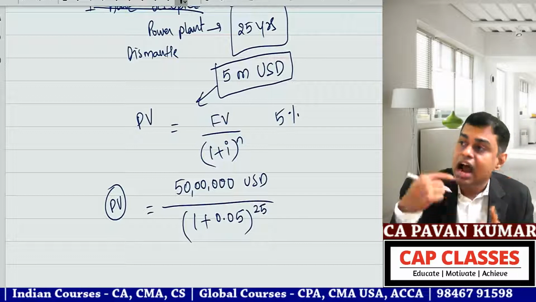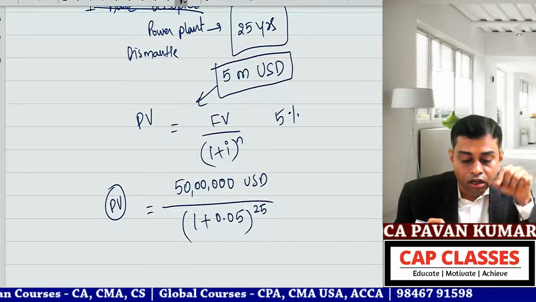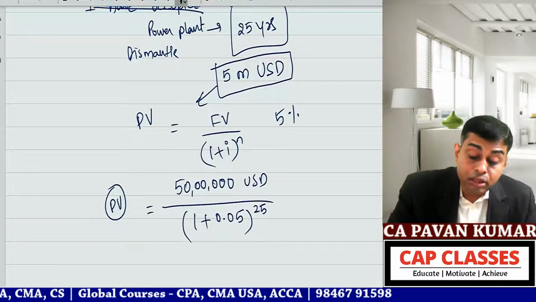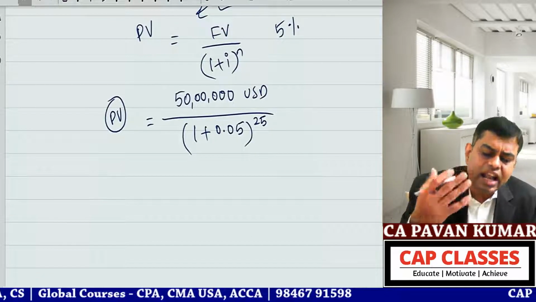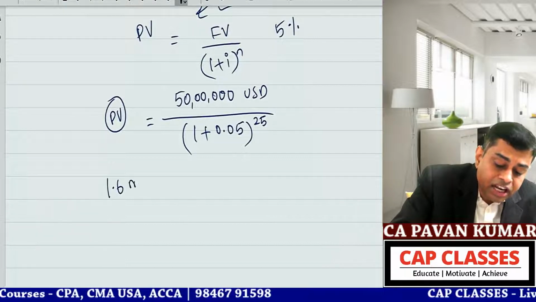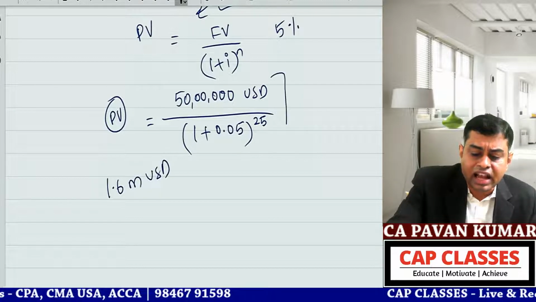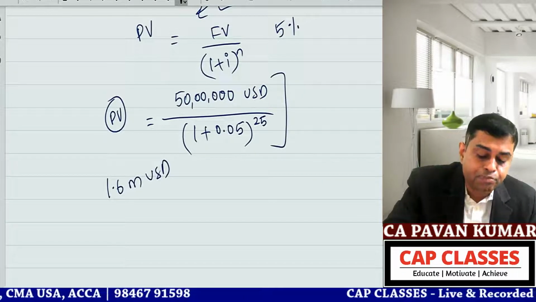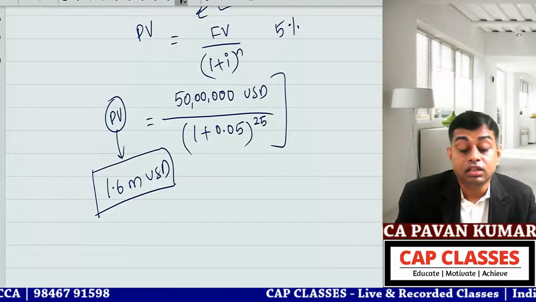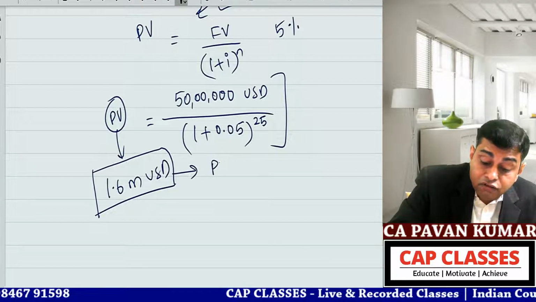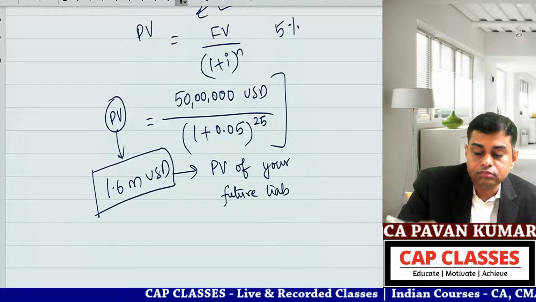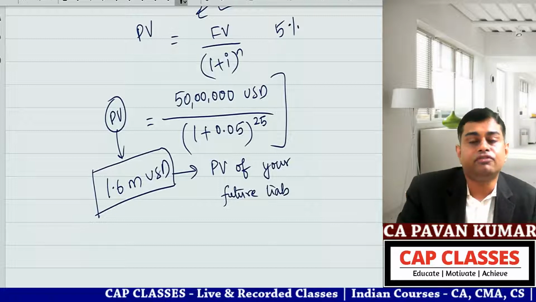When will I incur the liability? After 25 years. But when I have to pass journal entry? Today. That is the reason you are bringing it to its present value. So the present value you calculated, imagine it came to, say for example, $1.6 million. Only for example, it could be different. I am not calculating this because my intention is not to prove arithmetically. My intention is to explain concept. So imagine the present value is $1.6 million. This is present value of your future liability. So a provision should be created for.